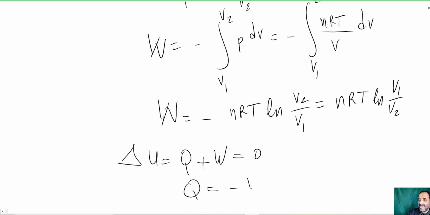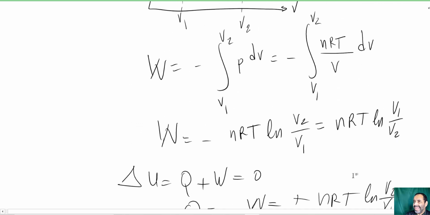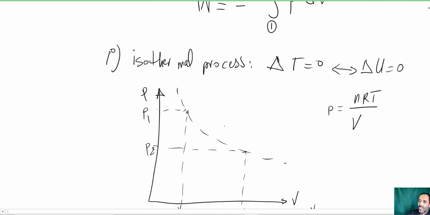So Q must be equal to minus W, which is minus times minus, so positive nRT ln of V2 over V1. Indeed, this is exactly what the heat is going to be in this situation. The system is getting heat from the hot source, because it's sitting in contact with a hot source at temperature T. So it's getting heat and it's doing work, and the heat it gets is equal in magnitude to W, but they are opposite in sign.